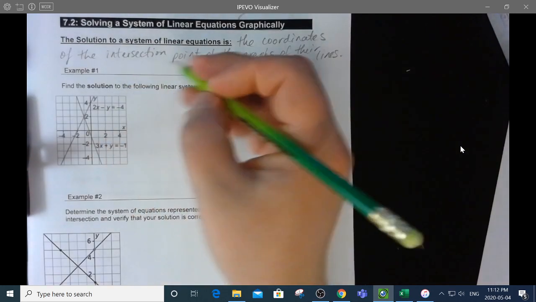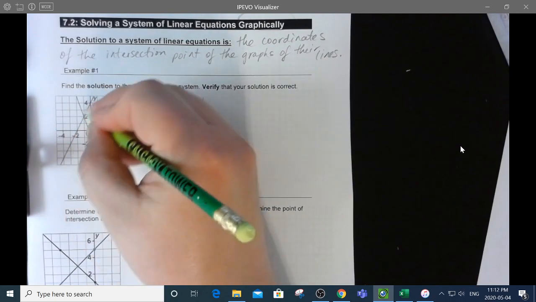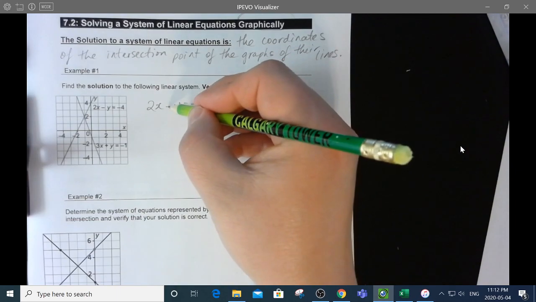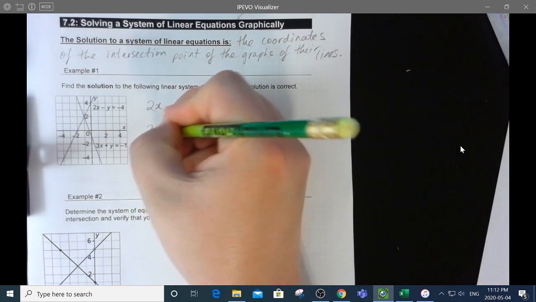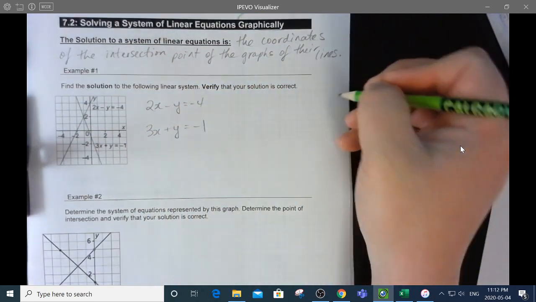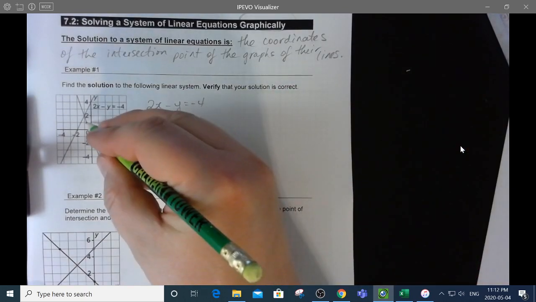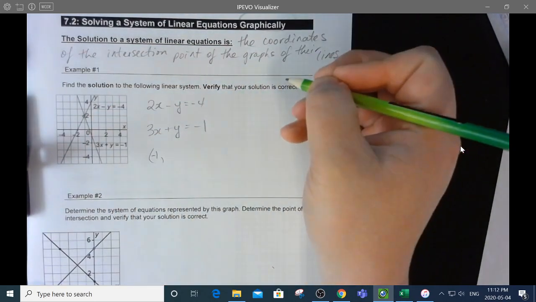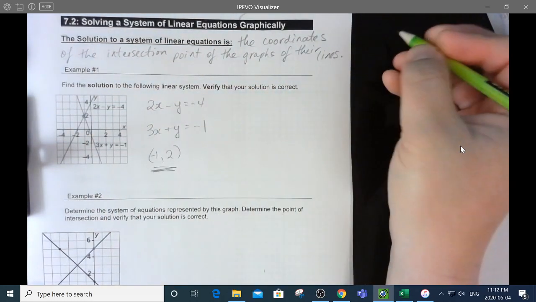So if you look here, I've got 2x minus y equals -4. That's this line here, right, with the positive slope, right? Because think, if I move this 2x to the other side, divide by a negative, it's going up. It's a positive slope. Then I have the equation 3x plus y equals -1. And according to this graph, if I'm reading this properly, if x is -1 and y is 2, that should be the solution.